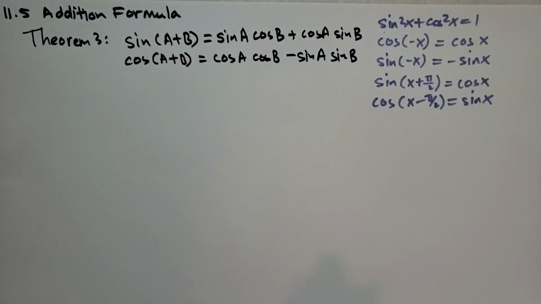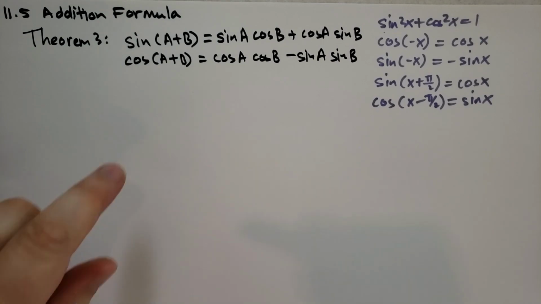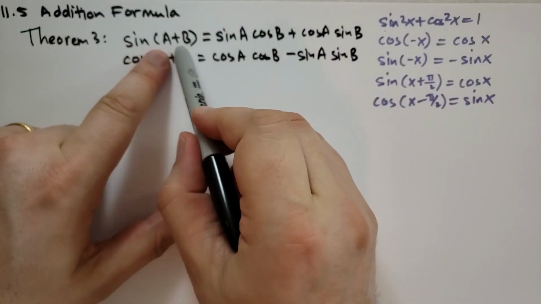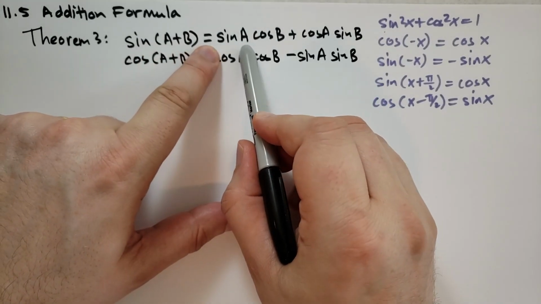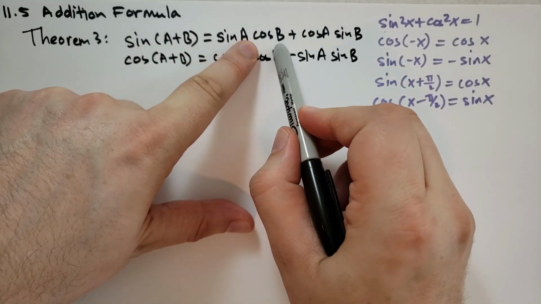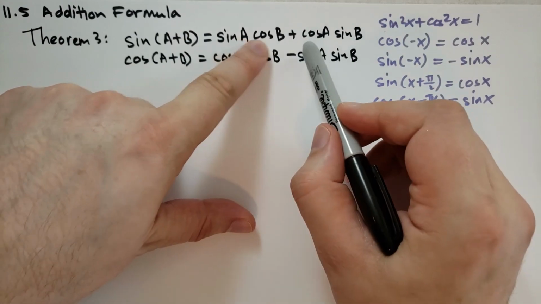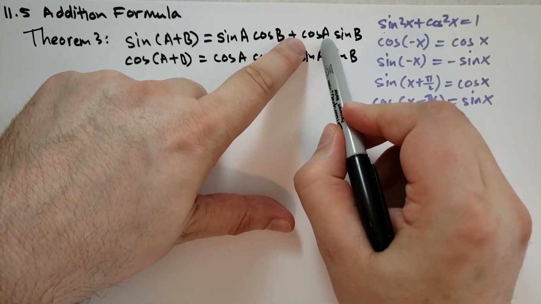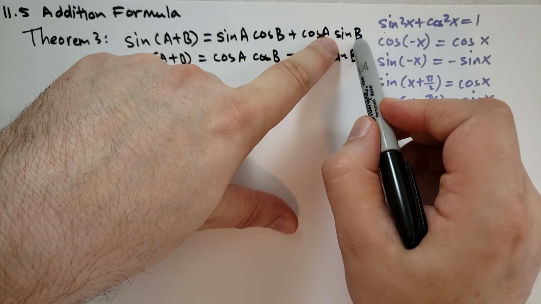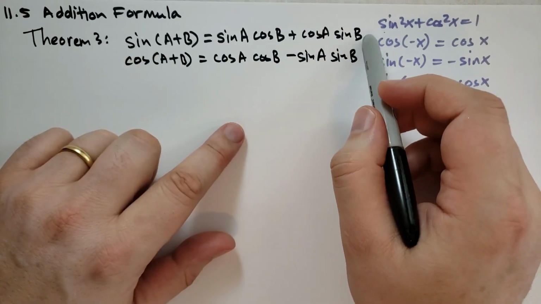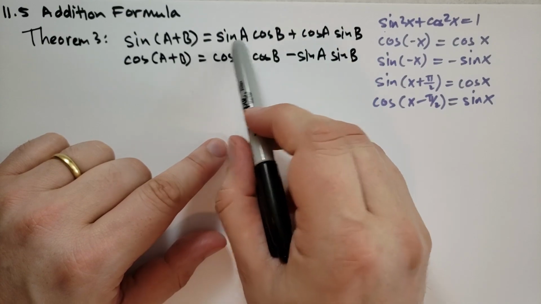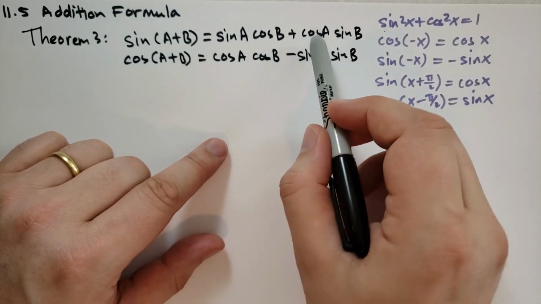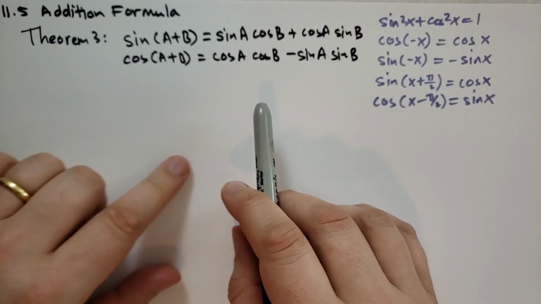Okay, let's look at this formula really quick to make sure we understand it. So when we have sine of angles that are added together, we take the sine of the first angle, multiply it by the cosine of the second angle, and then we add to that the cosine of the first angle times the sine of the second angle. Okay, so basically we're taking sine and cosine of each angle, multiplying the sines and cosines with each other, switching the angles and then adding them together.